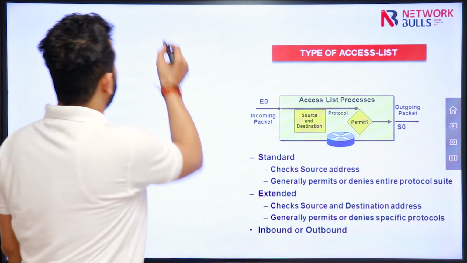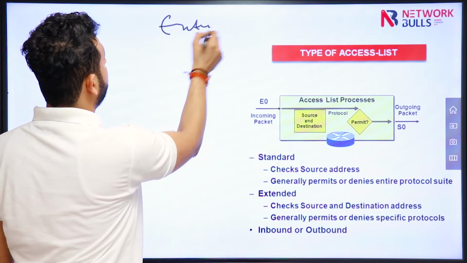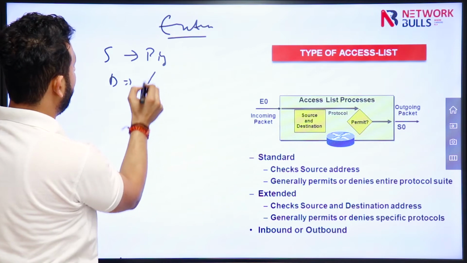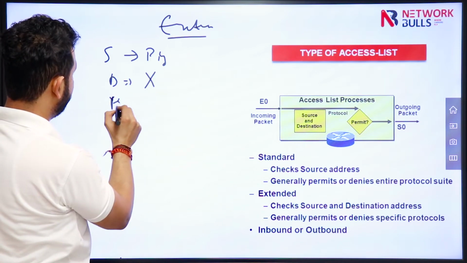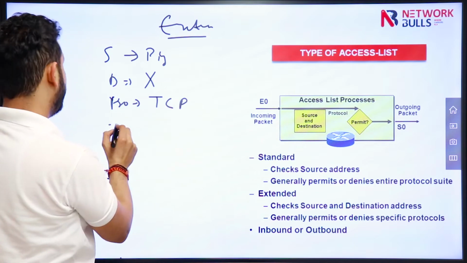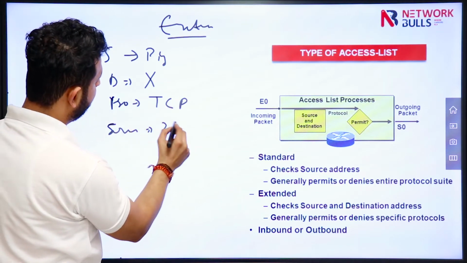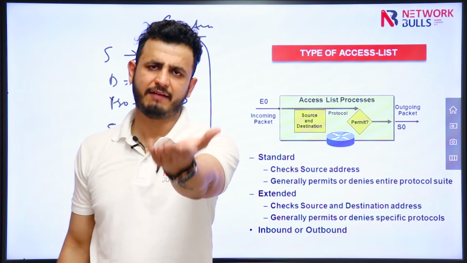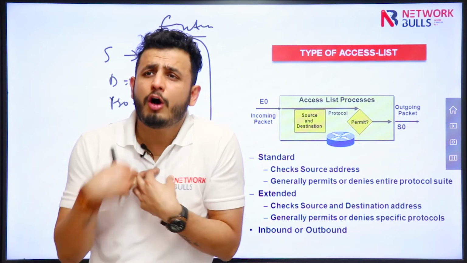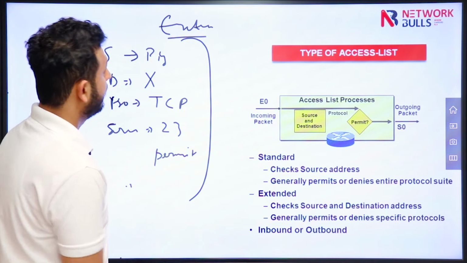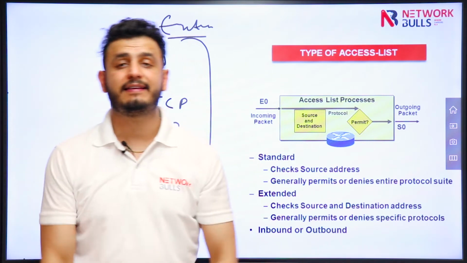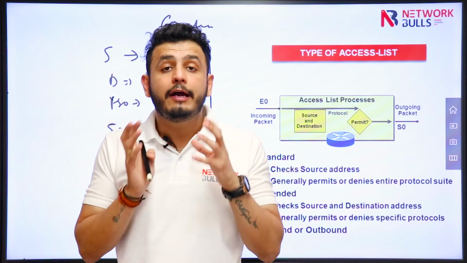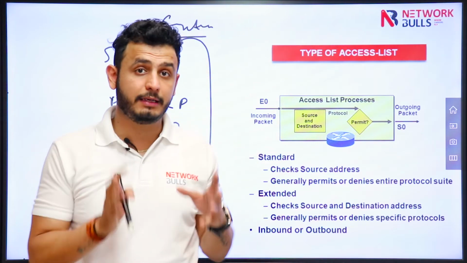How? I will create an extended ACL saying to my router, if source is Piyush, destination is X, and protocol is TCP and service is 23, permit. So when I try to communicate with X, I will be permitted. But when I try to communicate with Y, the router will drop the traffic, because at the end of every ACL there is a command that is not visible, that is called implicit deny. At the end of every ACL there will be an implicit deny.